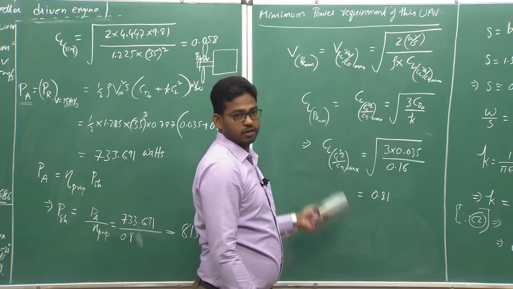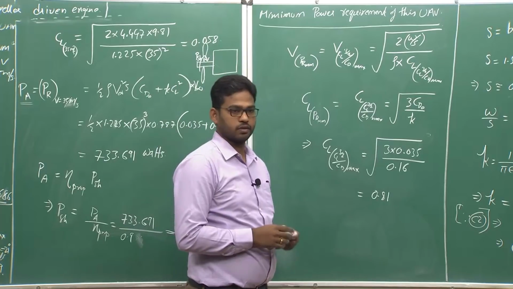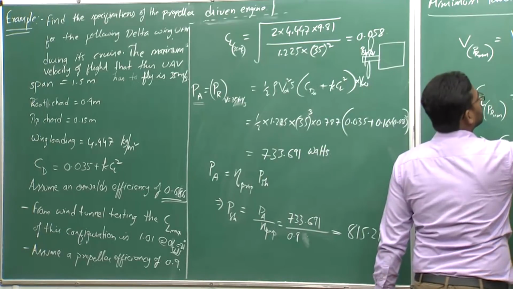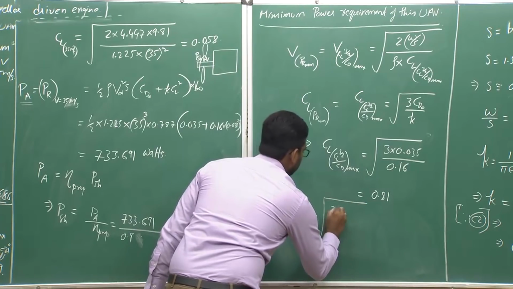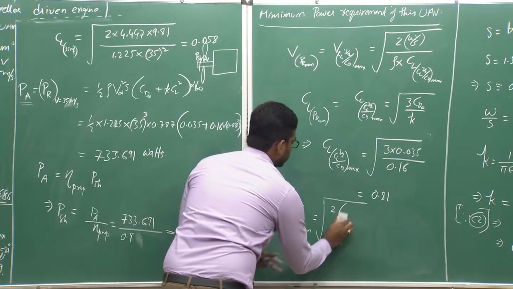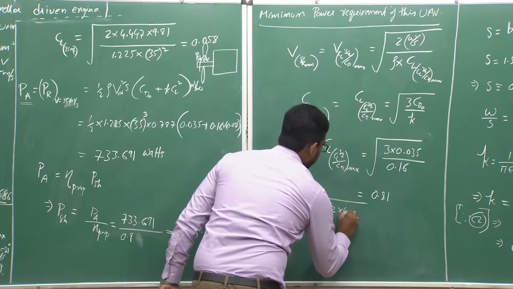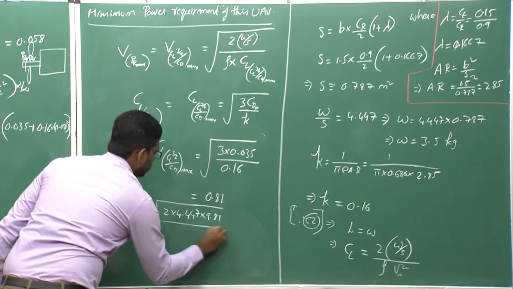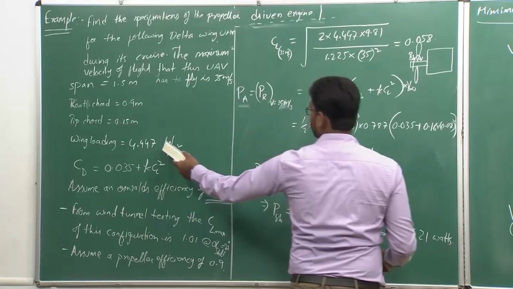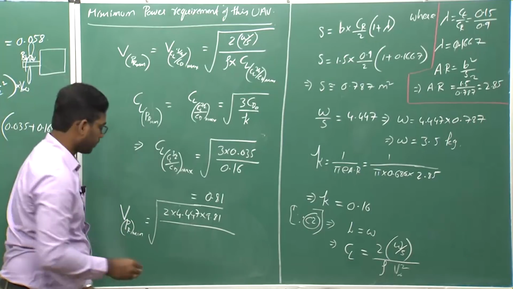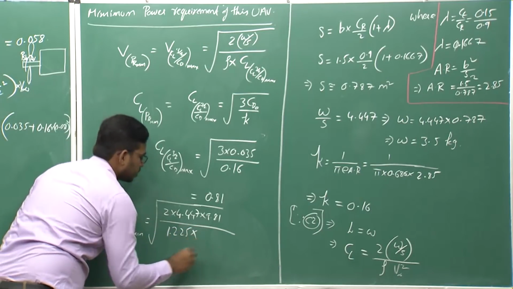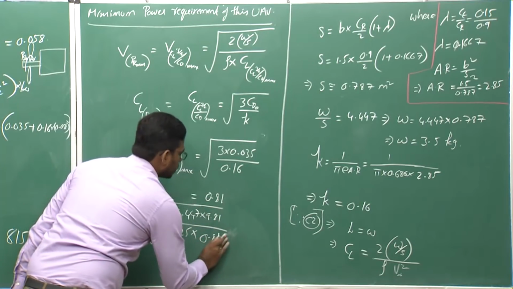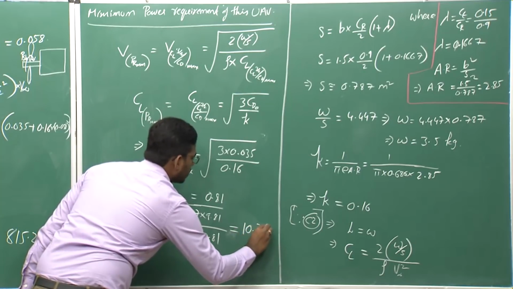As the velocity decreases, the corresponding requirement of CL increases, right. We need to trim at higher angles of attack. Now, substitute this value here: twice the wing loading. What is the wing loading? 4.447 into 9.81, because 4.447 is given in kg per meter square, we need to convert that to Newton per meter square. Density is 1.225, the sea level density in kg per meter cube, and the corresponding CL for this condition is 0.81. So, this turns out to be approximately 10.37 meters per second, right.